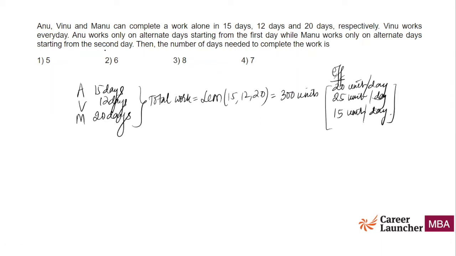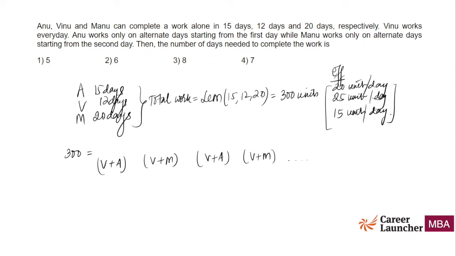So these are their efficiency. Now, Vinu works every day. Anu works only on alternate days starting from the first day, while Manu works only on alternate days starting from the second day. Okay, so it's more like 300 units have to be finished. So Vinu will work and Anu will work on the first day. Second day, Vinu and Manu will work. Third day, Vinu and Anu will work. Fourth day, Vinu and Manu will work, and this will continue. So the question is the number of days needed to complete the work.